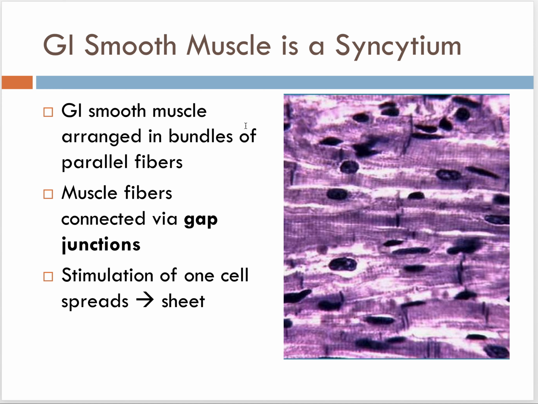So GI muscle is organized this way, nice parallel fibers. And remember what gap junctions mean is we don't need to release something over a synaptic cleft for it to bind to receptors across the synapse. Instead, we have an open door between cells to allow the free movement of ions from one cell to another.